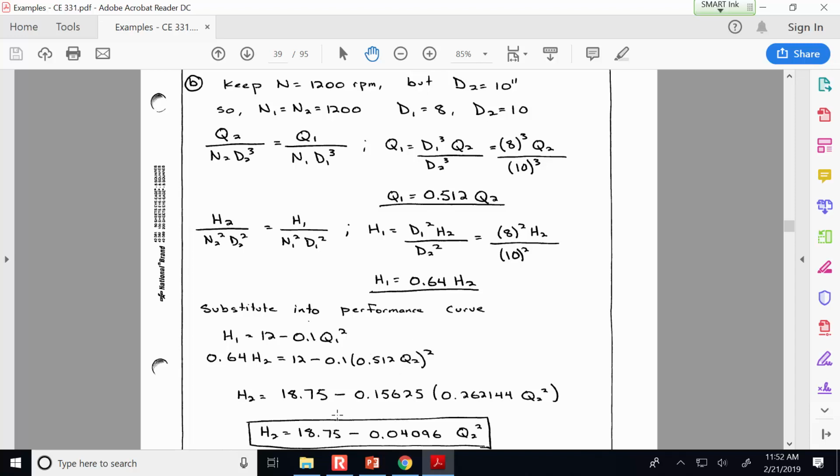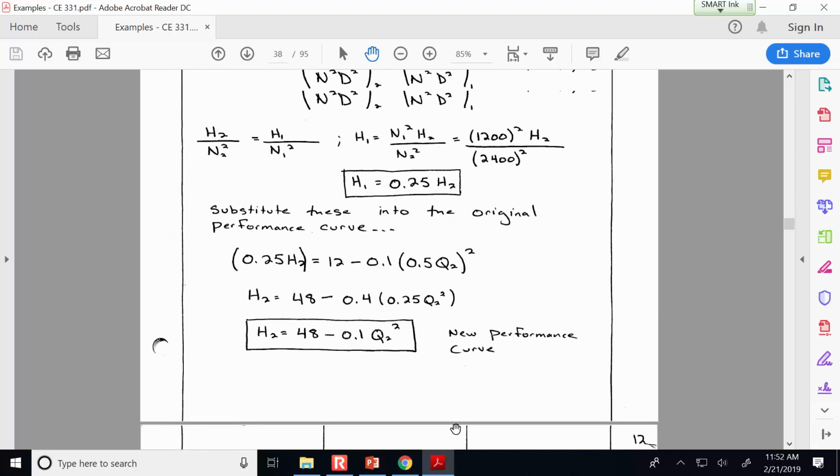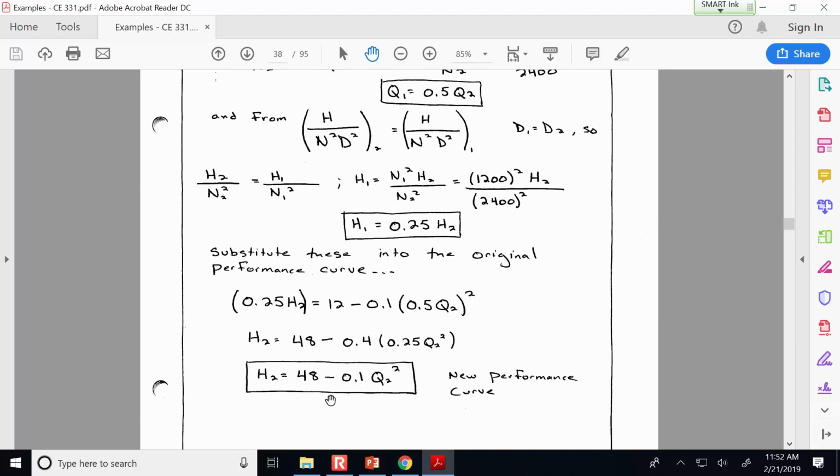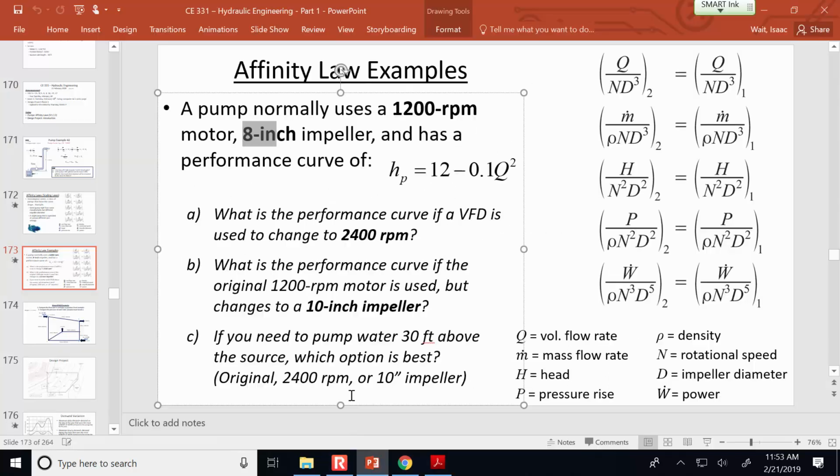It would only be able to lift water a maximum of 18.75 feet. And even if you're lifting that far, you're not going to have any appreciable flow rate. But this one can lift 48 feet, and it'll still have the capacity. If you lift 30, it'll still have enough energy to actually achieve some Q. So the answer to this part C is the 2400 RPM original pump would be better.